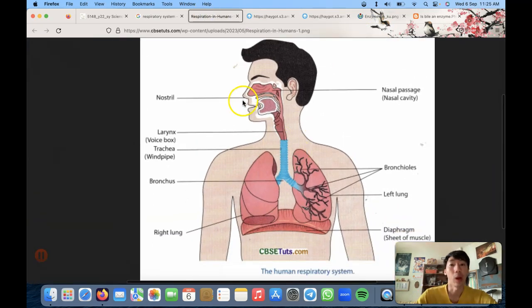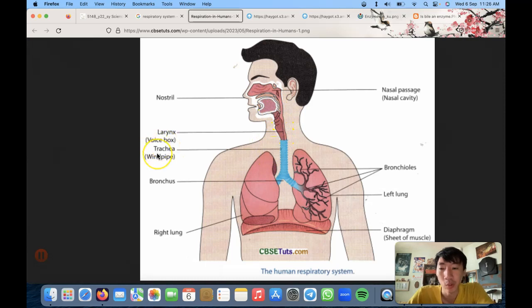Firstly, we've got our mouth and our nostrils. Our nostrils have hair. They help to trap all the dust and bacteria which you're breathing in. So it's actually better to breathe in through your nostrils rather than through your mouth. But if you have to breathe through your mouth, then of course just do it. Right, so the air will be taken in through the windpipe.